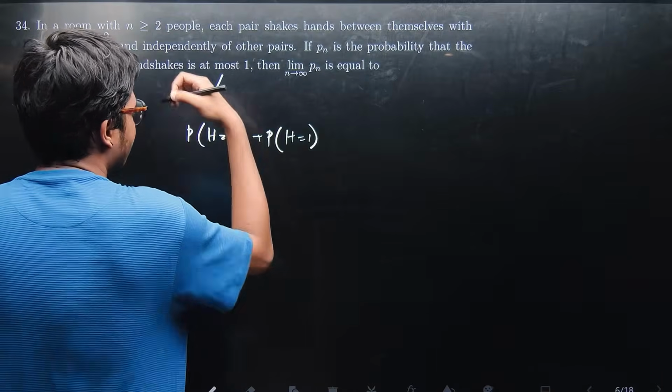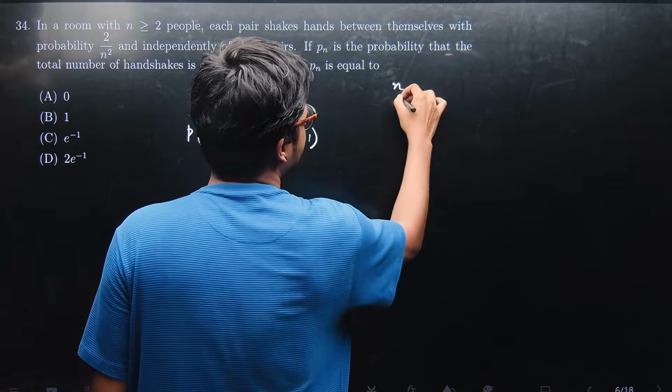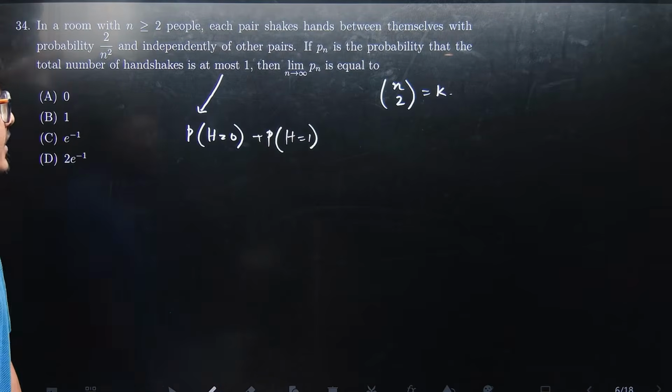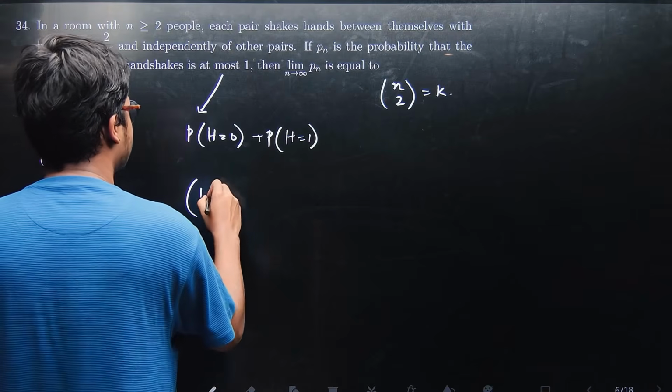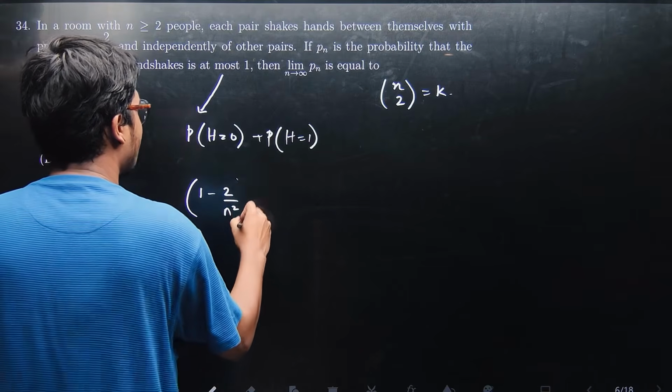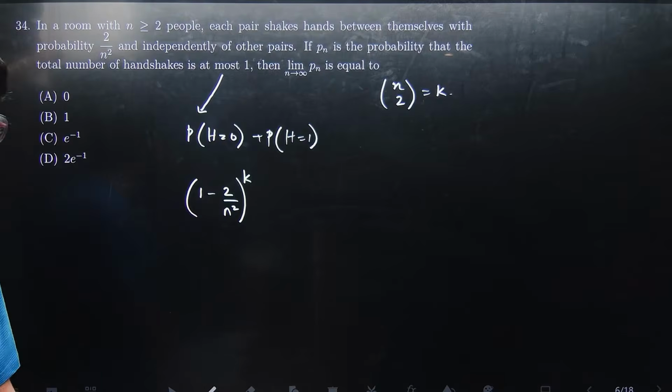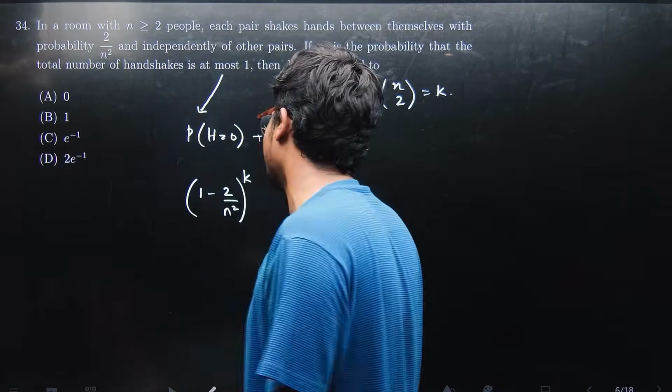Now see, how many such pairs you have? You have n choose 2 pairs, right? Let's call it some k. So if none of them are shaking hands, what is the probability of one pair not shaking their hands? 1 minus 2 by n square. Now if all of them are not shaking hands, you'll raise this to power k, right? Because they're all independent of each other, right? So it's the probability that number of handshakes is equal to 0.